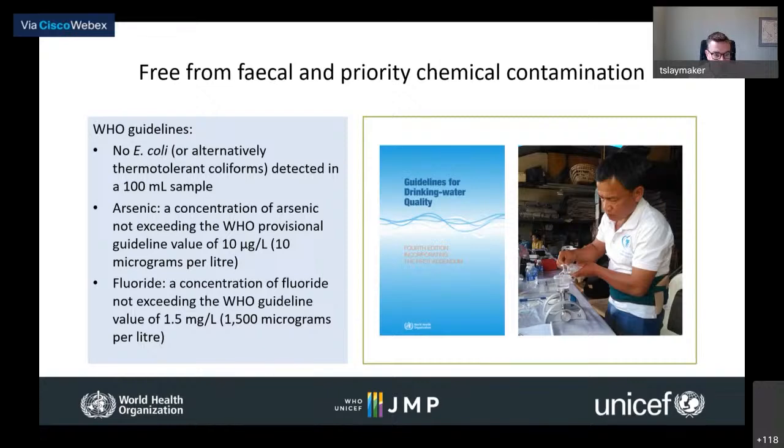Now, in order to generate the data we need to produce national estimates, we've been collaborating to develop a module for water quality testing in household surveys. Next slide, please.